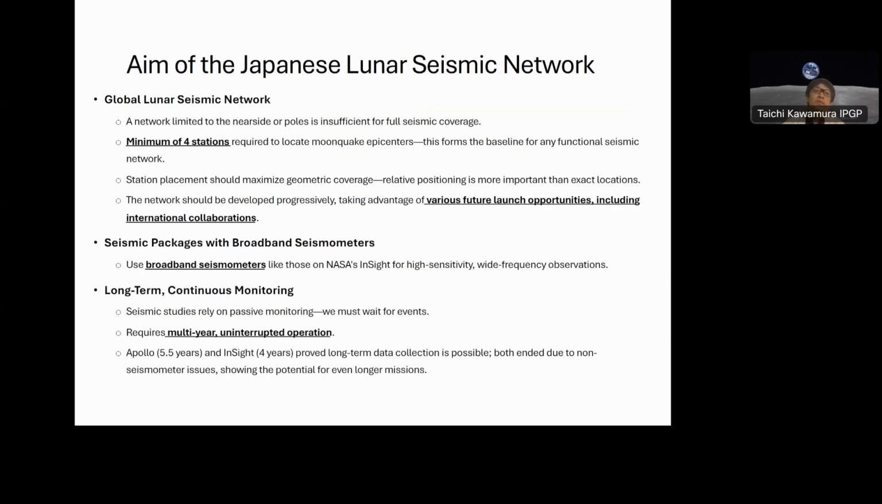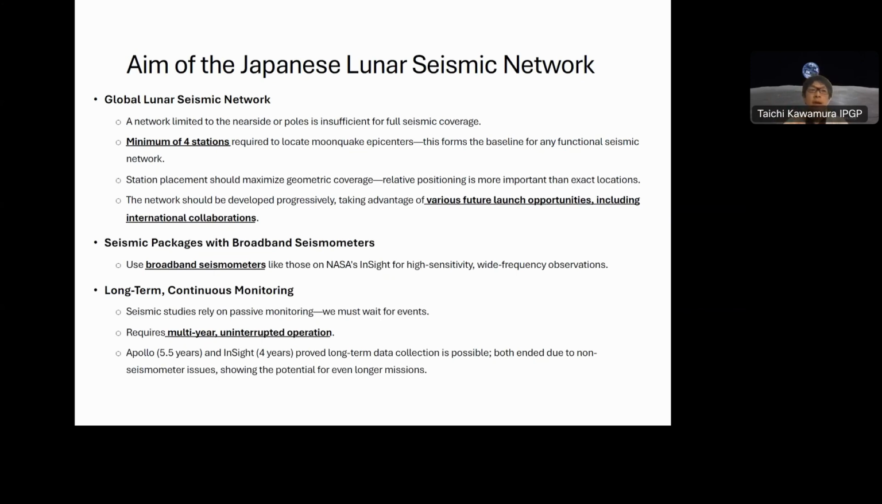For this, what we need is a network equipped with broadband seismometers. Here I'm giving you some of the constraints we have for the lunar seismic network. For example, we have to have a global network. We don't want stations focused on one part of the Moon; they should be globally distributed, and equipped with high sensitivity broadband seismometers.